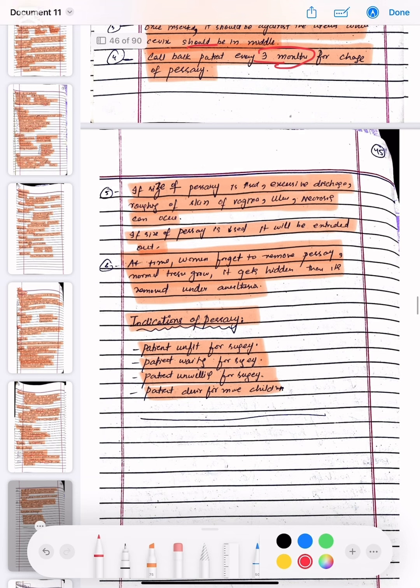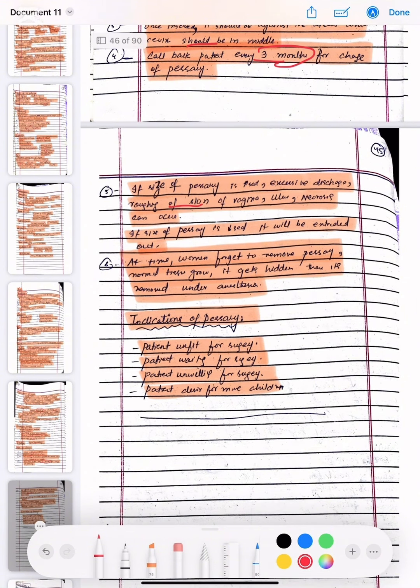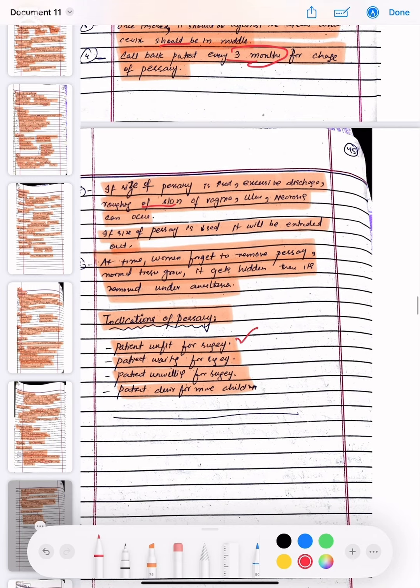If the size of the pessary is increased, excessive discharge, thinning of the skin of the vagina, ulcer, and necrosis can occur. If the size of the pessary is decreased, it will be expelled. At times, patients forget to remove the pessary, normal tissues grow over it, and it gets hidden, then it is removed. Indications of pessary are patients unfit for surgery, waiting for surgery, unwilling for surgery, and those who desire more children.